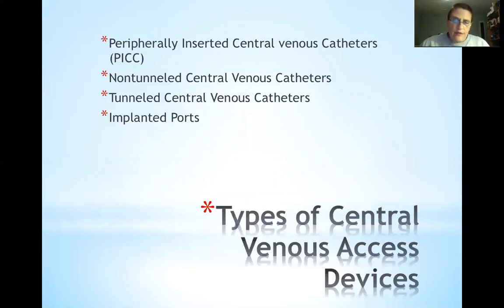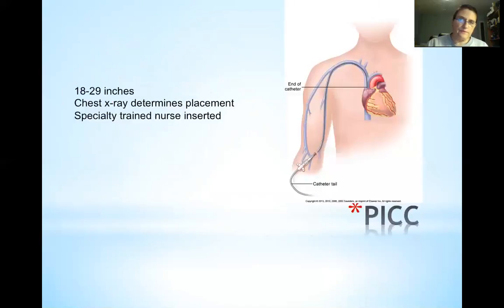But we also have different types of catheters that we can put in, and central venous access devices, and I know Mrs. Windmiller has already lectured you on this, but I just want to touch on them. We have peripherally inserted central venous catheters, also known as PICC lines, non-tunneled central venous catheters, tunneled central venous catheters, and implanted ports. So a PICC line is usually 18 to 29 inches. And all of these lines have to be verified through an X-ray before you can run any kind of fluid. Keep that in mind. You have to have an X-ray to verify placement before you can run any kind of fluid. Otherwise, you risk giving the patient a tamponade if the placement is wrong.